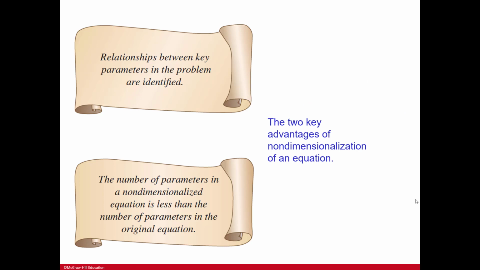And here we briefly talked about advantages of the non-dimensionalization of an equation, but we never really went too far into it. But here are the two key advantages. Relationships between key parameters in the problem are identified. So when you have non-dimensionalized an equation, you're better able to see and identify the relationships between key parameters. And then the number of parameters in non-dimensionalized equations is less than the number of parameters in the original equation, so it's just less to deal with. Those are the two main advantages.